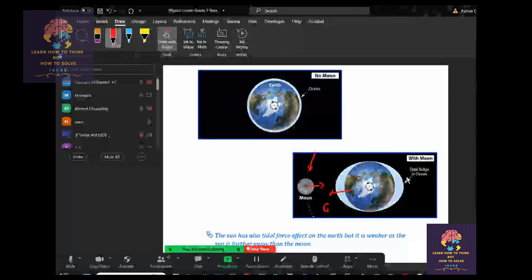So here we have a tidal bulge in the ocean. As you can see, this is an ocean, and this is the movement of the water on the earth due to the gravitational force between the moon and the earth. Can you see the difference between the two pictures? The first one has no moon. The second one is a real picture, showing the effect of the moon on the earth's ocean.